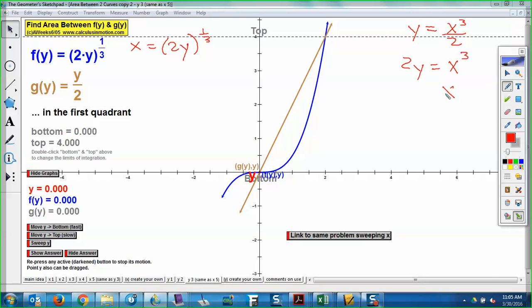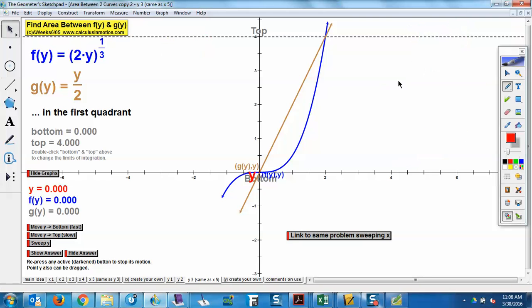We're going to do the cube root of both sides, which is the same as the 1/3 power. That's how that became that. They're the same graph. Our other graph was y equals 2x. So if you solve for x, you get x equals y over 2, which is that graph, right?